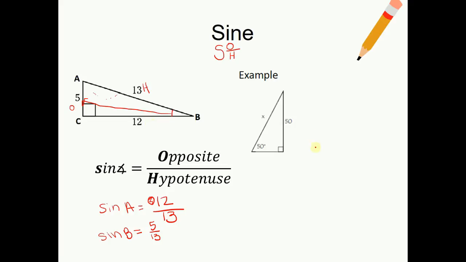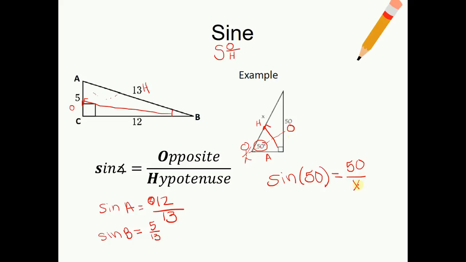Now, let's try an example with sine. I got my angle here, 50 degrees, and let's go ahead and label the sides. So if I got my little guy standing right here, across the way, this has got to be my opposite side. Across the way there is my hypotenuse. So this guy's got to be the adjacent side because I haven't labeled it yet. So I know that the sine of 50 degrees is equal to 50, because that's my opposite, over x.